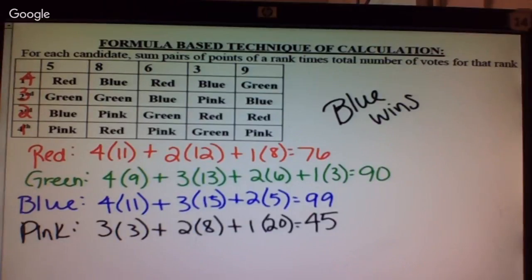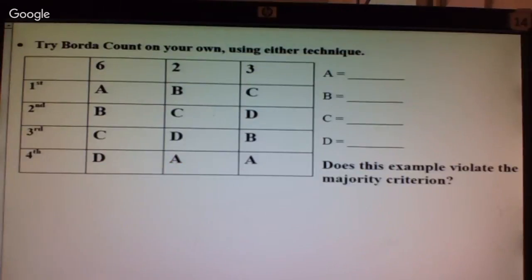Which way do we prefer? In the chart, or do you like the formula? Chart. I personally do the chart. I prefer the chart. So we'll stick with the chart, but you always have this option. If your brain works better this way, by all means, you will get the same answer. So try Borda count on your own, and we'll look at it.